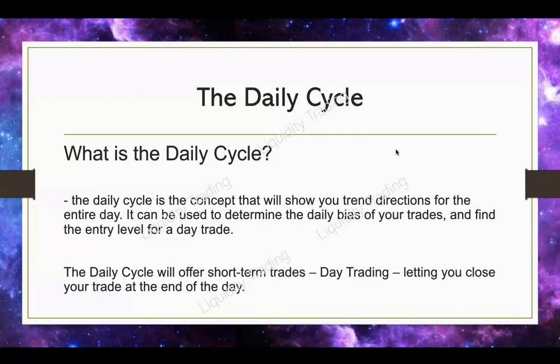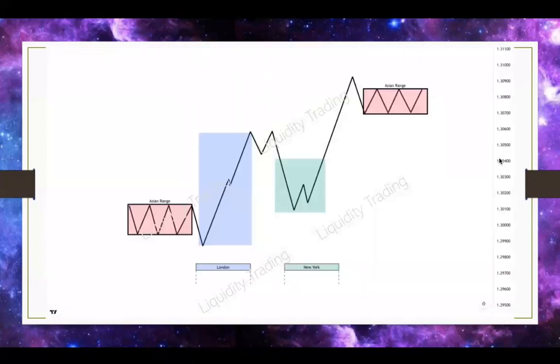Now the daily cycle is a technique that will offer us short-term trades only. This is not a technique for swing trading or long-term trading or position trading or scalping. The daily cycle is specifically made for day trading. How the daily cycle would mostly look is opening a trade in New York Open and closing the trade at the end of the day. And this is the daily cycle.